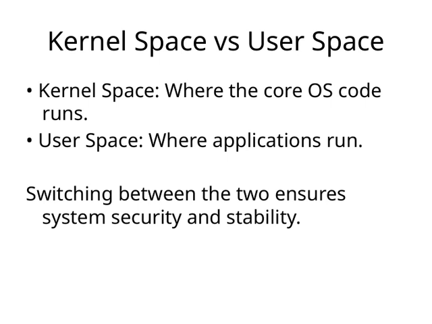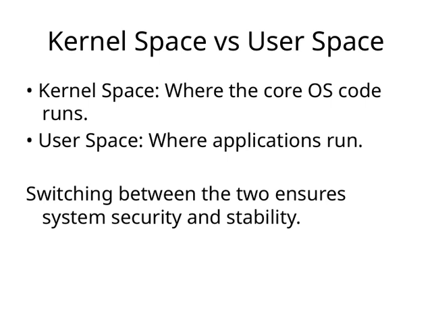On the other hand, user space is where applications and user programs run. Think of it as the environment where your everyday apps, like your web browser or text editor, operate without direct access to the core system functions. Now, switching between these two spaces, kernel and user, is vital for system security and stability.